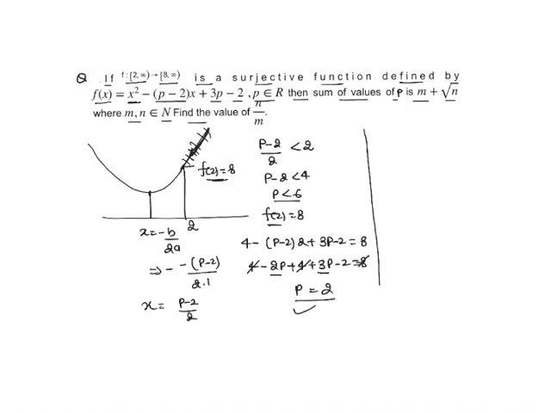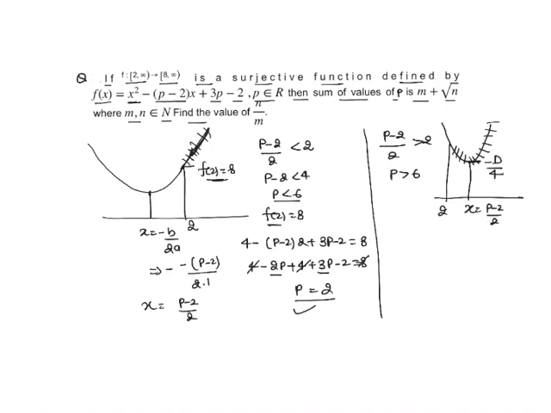Second condition is: if (p minus 2) divided by 2 is greater than 2. That means p is greater than 6. In this case, at x equals (p minus 2) divided by 2, 2 is lying on the left hand side. So your graph is from 2 to infinity, and the minimum value is minus D by 4a. So the minimum value must be 8 for surjective. So minus D by 4a must be 8.